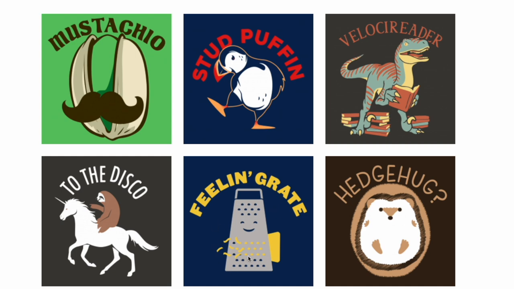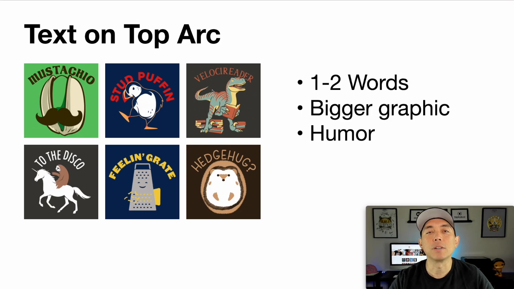So you can see not too hard. Like these aren't super realistic graphics, but they're funny. You can tell what this is. It's a sloth on a unicorn, right? This is a cheese getting grated, right? And a hedgehog and things like that. So you have to think about this beforehand. Don't just put text with a graphic. It has to be funny and has to be something that people think is funny when they see it. They have to get it right away, right?